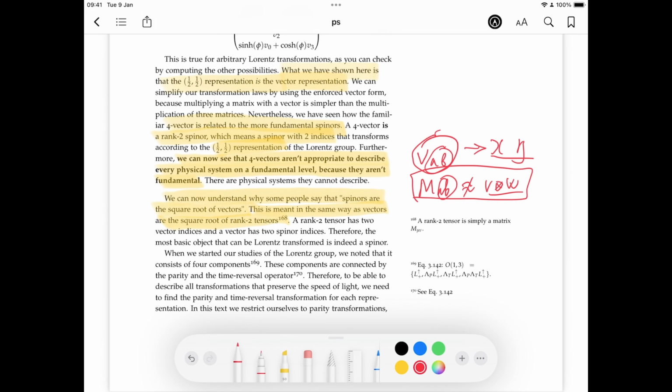So to have 2 tensor indices, it kind of means that we have a representation on the vector space like V⊗V.